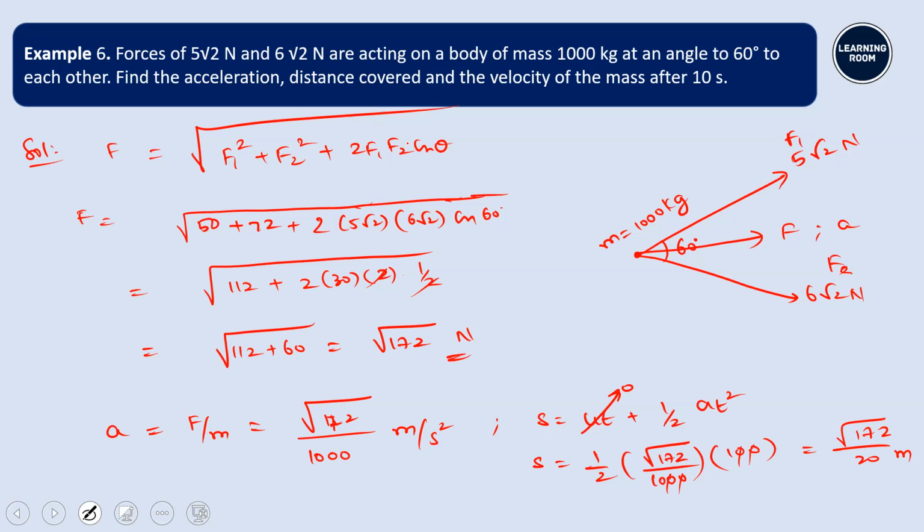Clear? Shall I proceed? So we do one last problem based on Newton's law. Then we'll go to the next one.